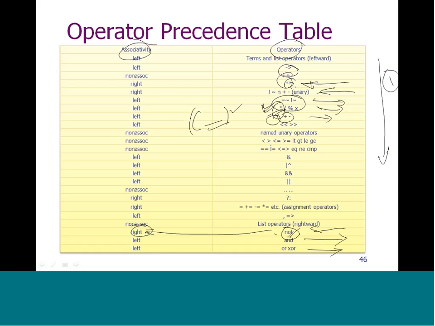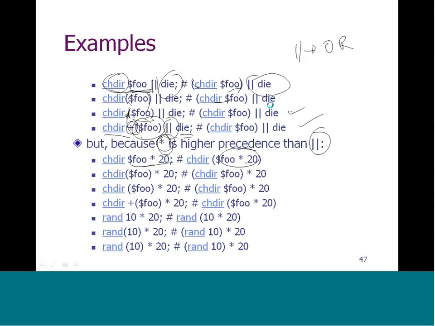So we go back to the relational operator here, that's of a lower precedence than the asterisk. So again you see how the precedence works. If you do the chdir dollar foo, that's the same as before basically. So here you can see that the first statement and the second statement are the same, whereas here the first statement and second statement are different.